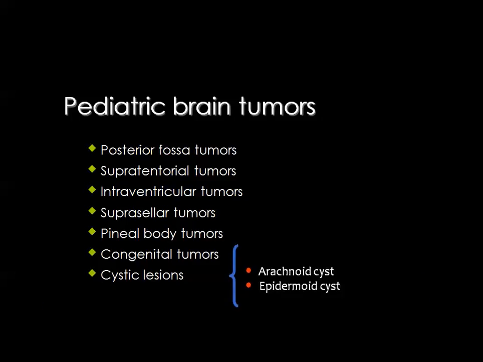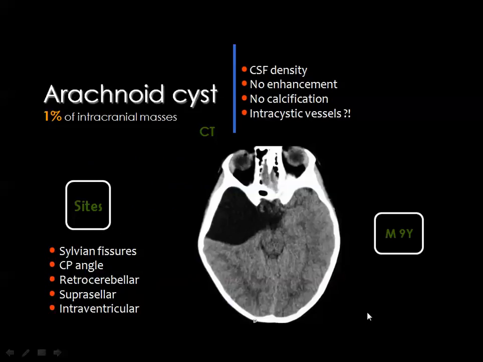Finally, we reach the cystic lesions, and we would like to mention some words about the arachnoid cyst and the epidermoid cyst. You remember from the lecture of cystic lesions in the brain that arachnoid cyst represents about 1% of intracranial masses. It has a CSF density in CT and signal intensity in MRI. This lesion will not enhance, it does not contain calcium, and the most typical site for the arachnoid cyst is in the temporal region against the greater wing of the sphenoid bone.